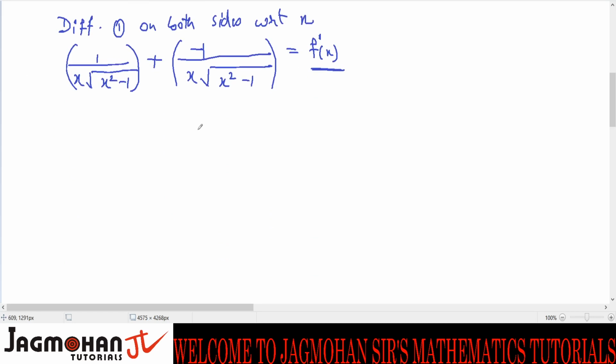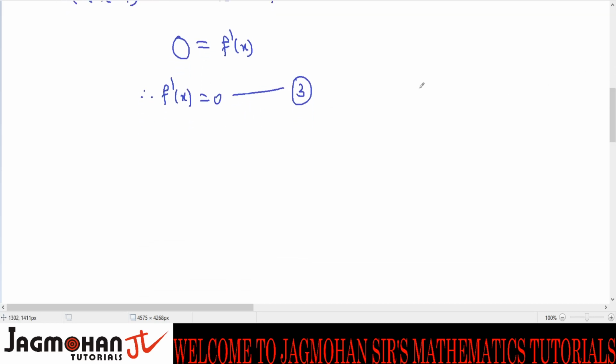The next step, the left hand side becomes 0 and the right hand side is f dash x. So f dash x is equal to 0. This is equation number 3. Now when I see that f dash x is 0, I understand that f of x is a constant. Why? Because only constant functions can have their derivative 0. So I write here, hence f of x is a constant function.